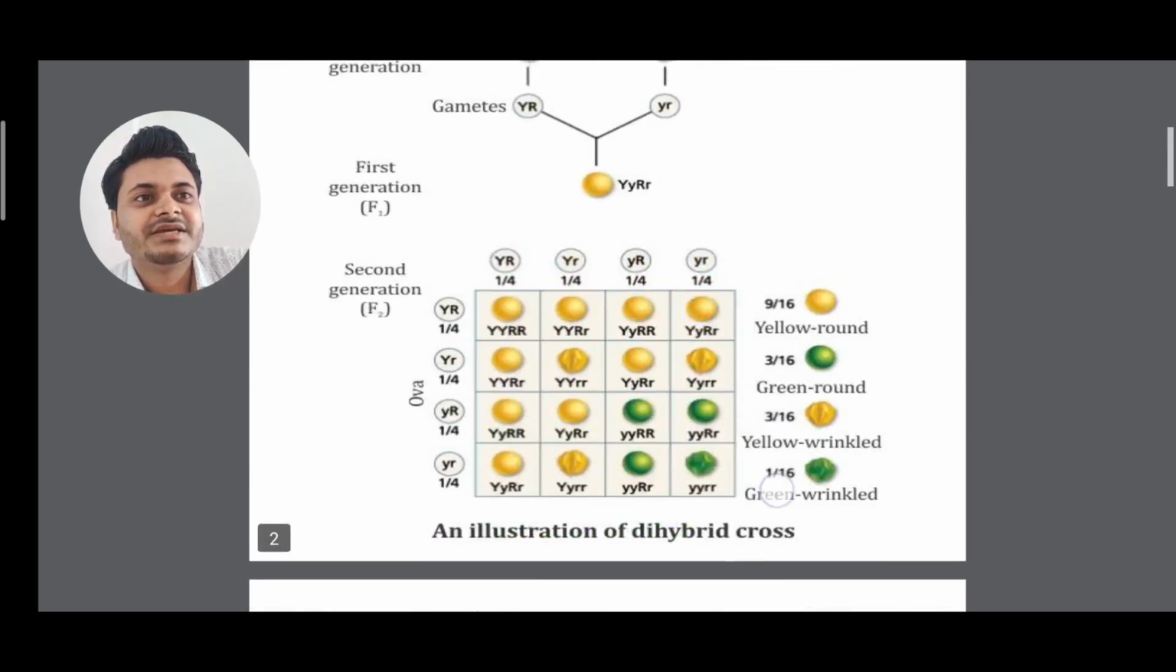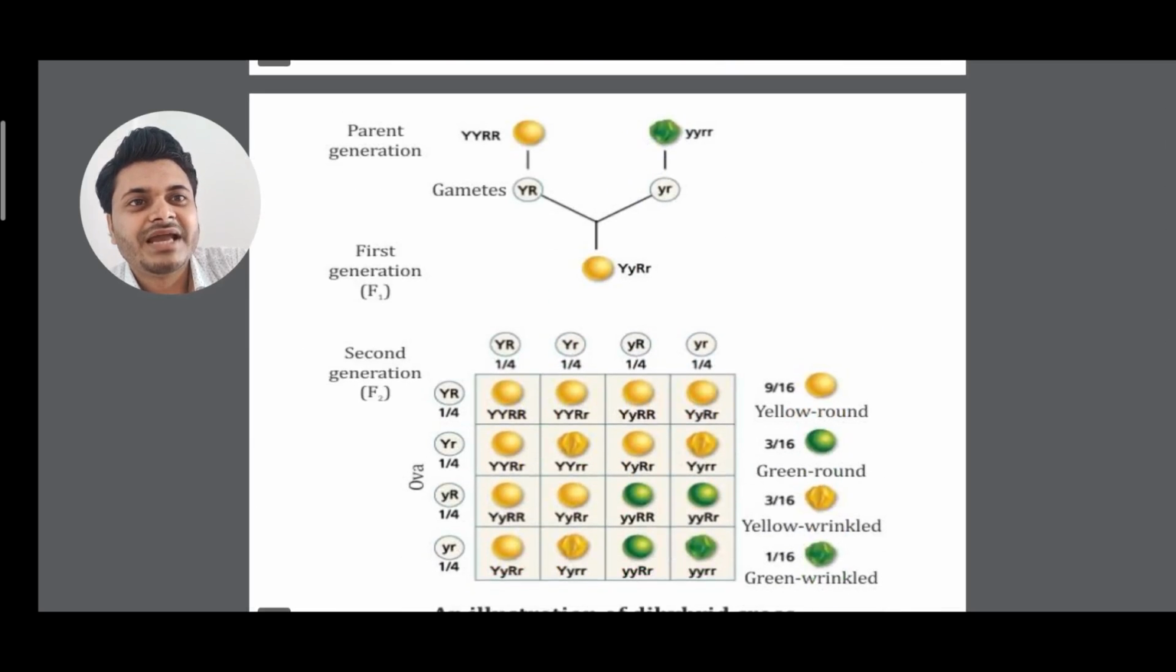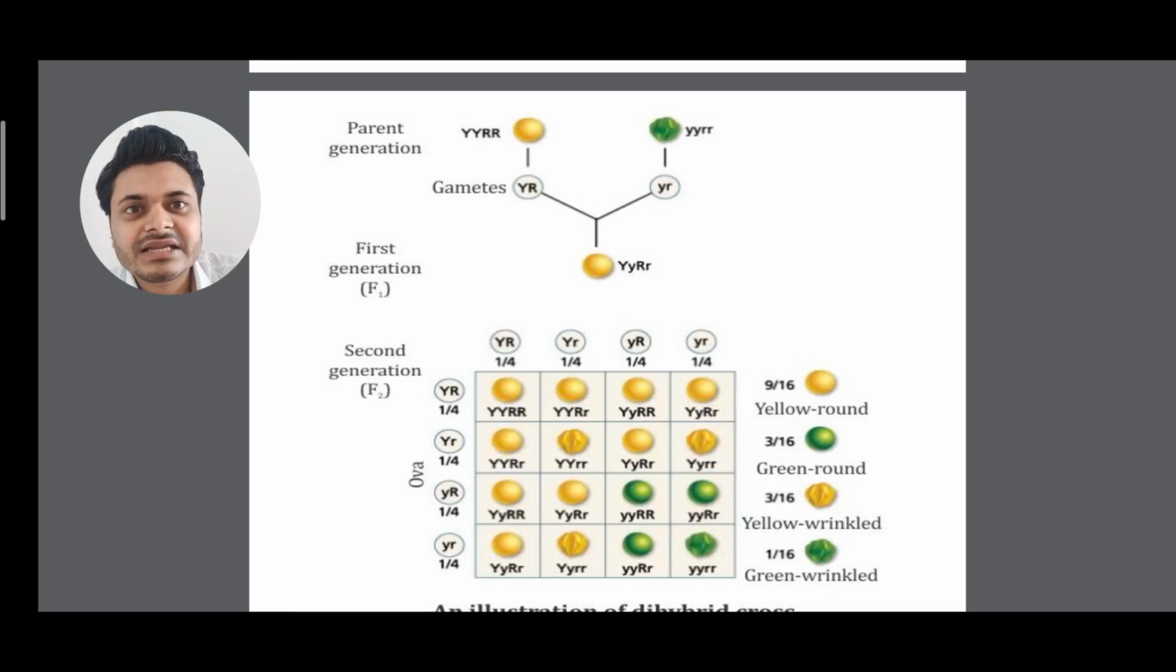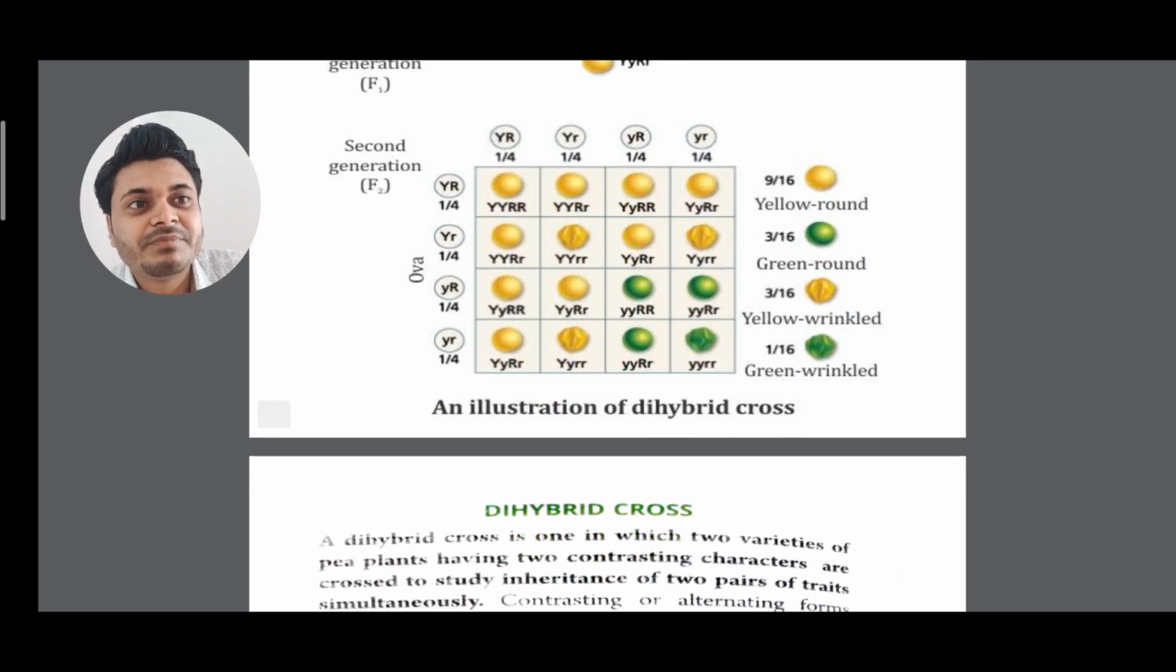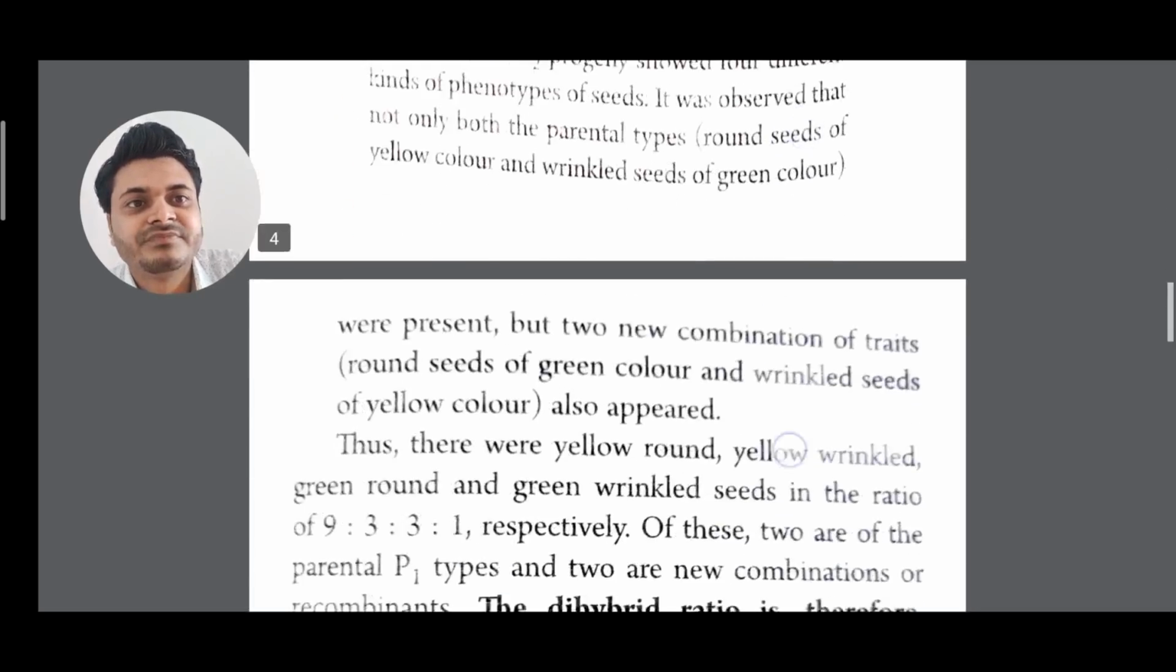The same thing, like what they have taken as parents: crossing round yellow and wrinkle green. But two more recombinants were produced, see, green round and wrinkle yellow, two variants, like 3 and 3. The phenotypic ratio of the F2 generation is 9:3:3:1. So 9 and 1 are the parental characters, but the 3:3 are the variants. Here you can see 3 green and round, and another 3 yellow and wrinkle. So these are the variants that came. That's what Mendel has said.